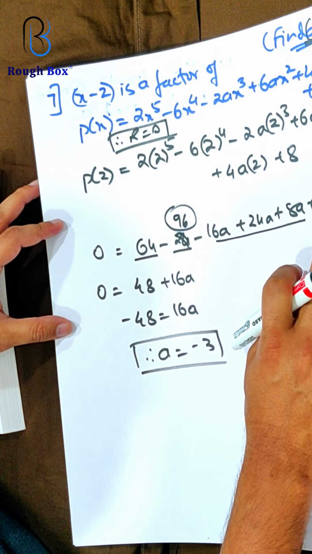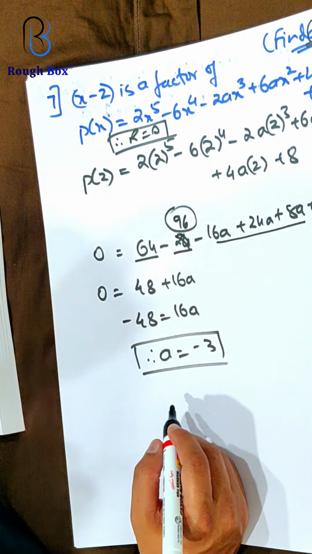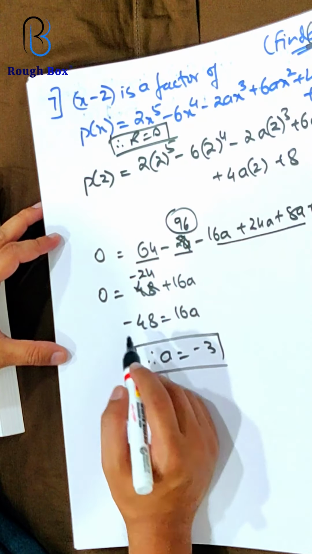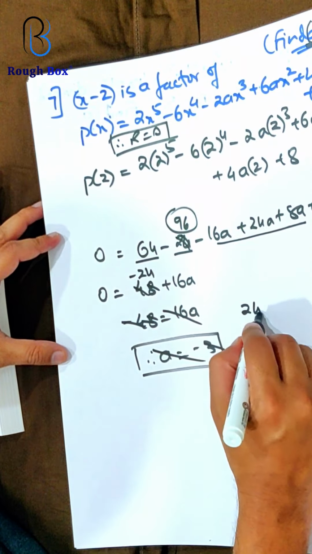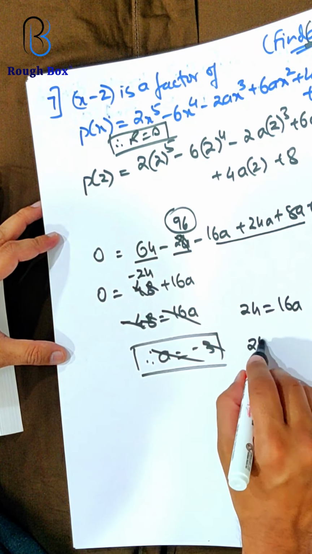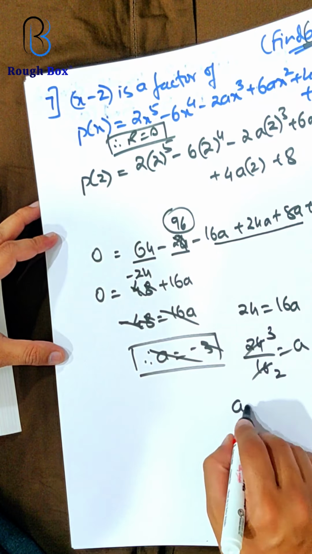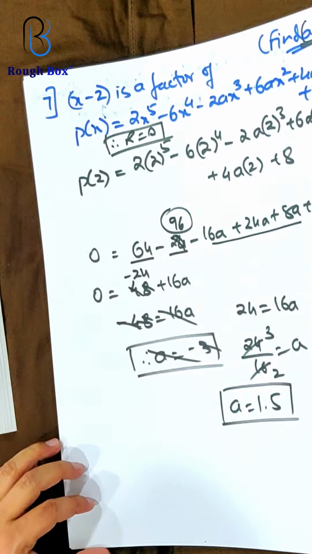So negative 96, and positive 8 and 64. So 64 plus 8 is 72. When I subtract 72 from 96, it should be 24. So here it will be negative 24. Negative 24 coming on the other side becomes positive 24. So 24 equals 16a. 24 by 16 is 8, 8 twos are 16, 8 threes are 24. So a becomes 1.5. See, one small error and my entire sum is gone.